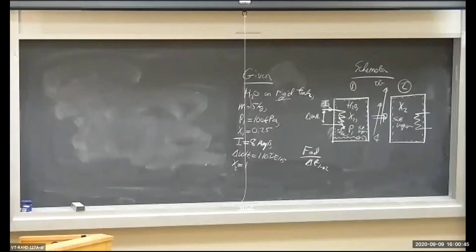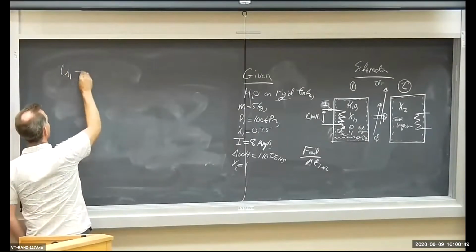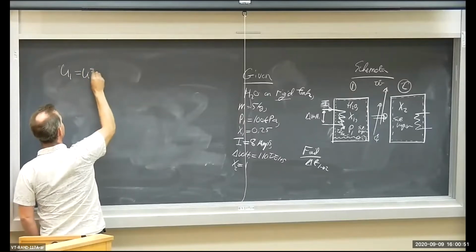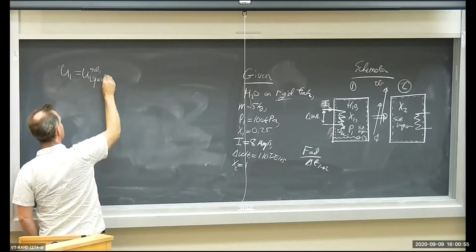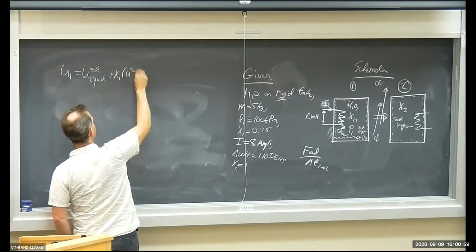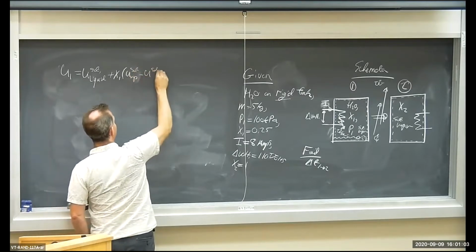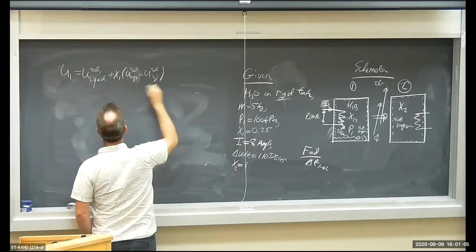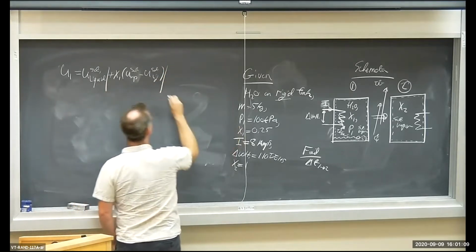Okay, so let's calculate the specific internal energy at state 1. So that's going to be equal to U of the saturated liquid plus the quality at state 1 times U of the saturated vapor minus U of the saturated liquid. And of course, this is all evaluated at a pressure P1 of 1 bar.